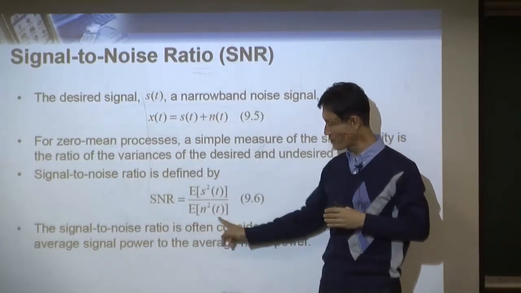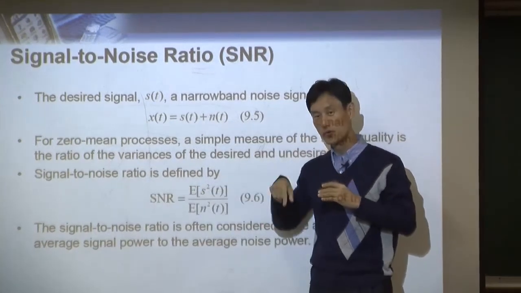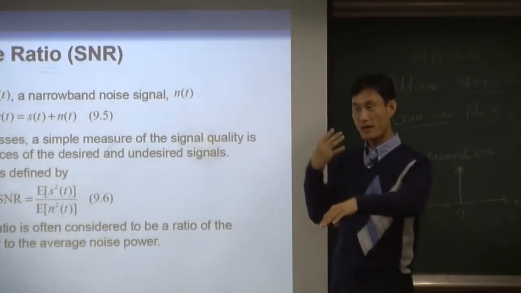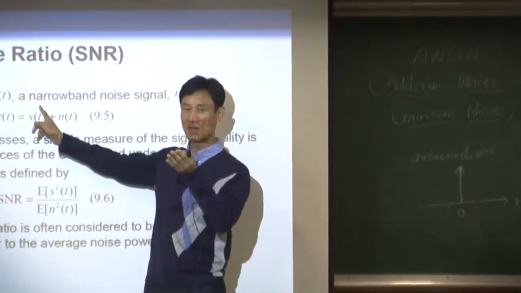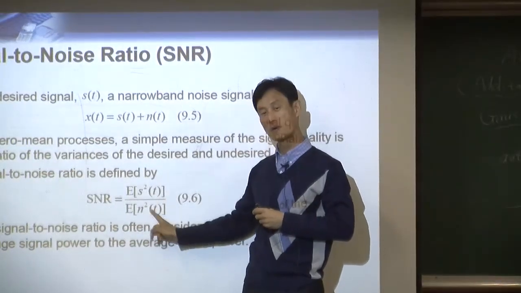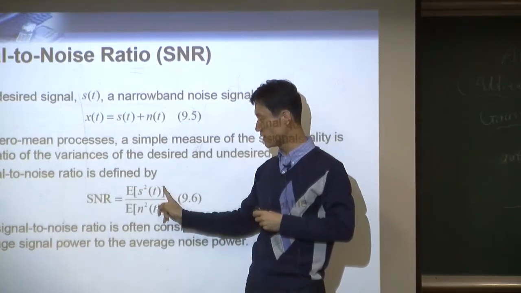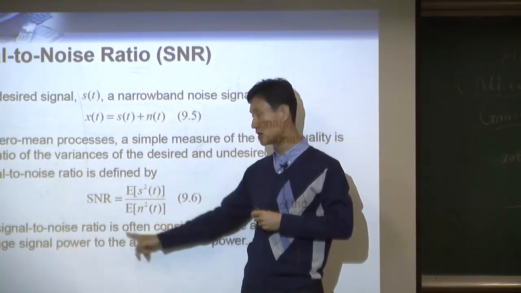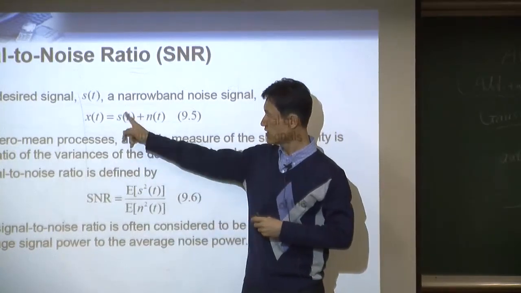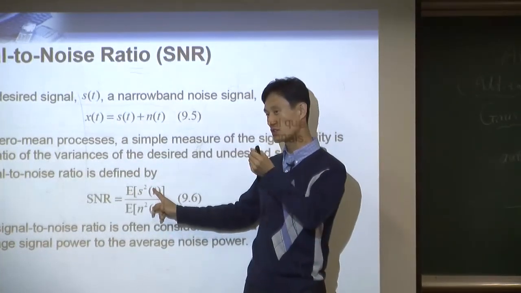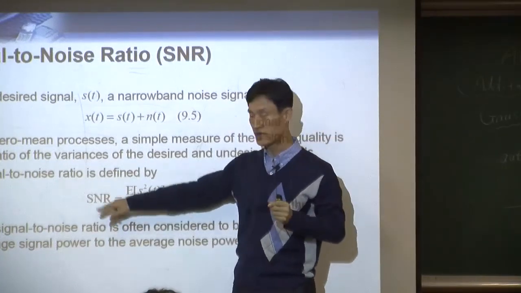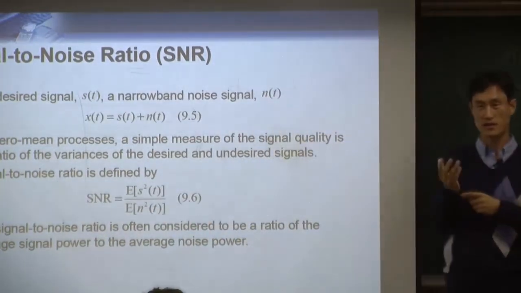So in SNR, if the noise power is large, then SNR is low. Putting it another way, he's making noise, but I'm speaking loud. In that case, S(t) has a big power. So this is the signal power, and this is the noise power. That's why we call this the signal power versus noise power ratio. This is a ratio, so it is a relative value. If the signal power is large and the noise power is the same, then SNR is large.